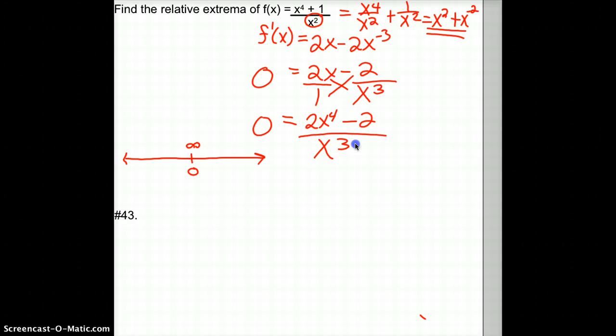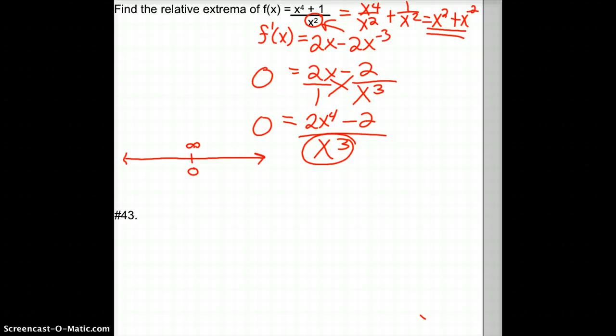Now, my denominator I've already taken care of. At x equals 0, I know there's no derivative. It's not because of one of these. It's because of the original function, I had a discontinuity there. So there's no derivative, not because of a cusp, but because of an asymptote.